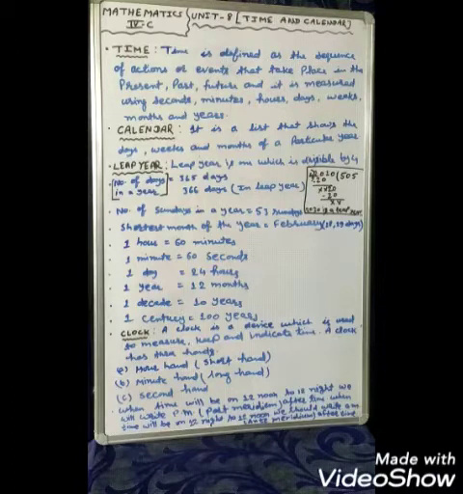Next, calendar. Calendar is a list that shows the days, weeks, and months of a particular year. Suppose that there is a calendar of 2020. We can see the days, weeks, and months of a particular year, that means the year 2020. We can see each and everything like days, weeks, and months.